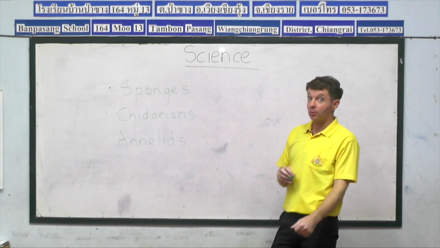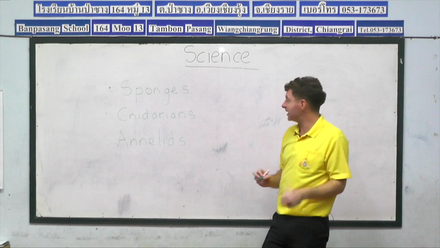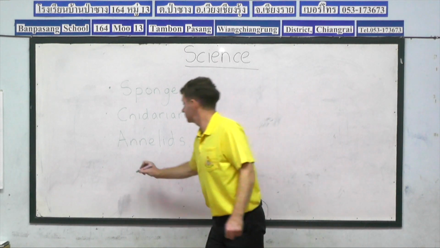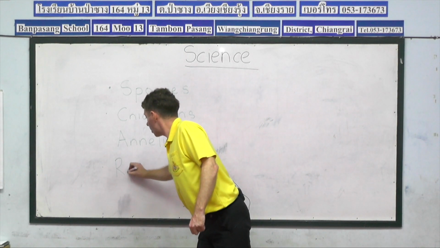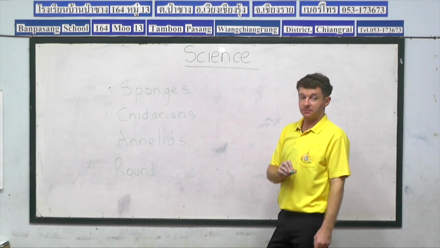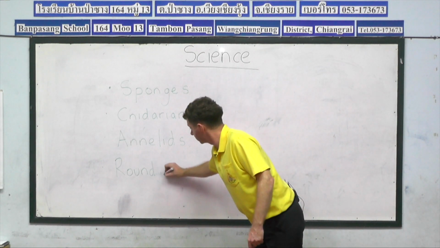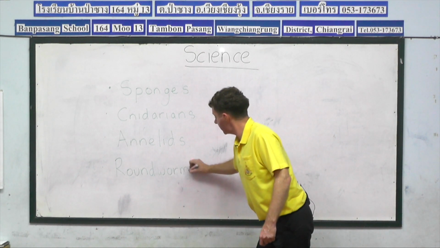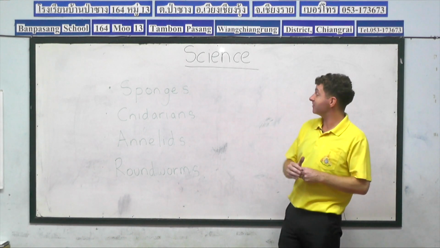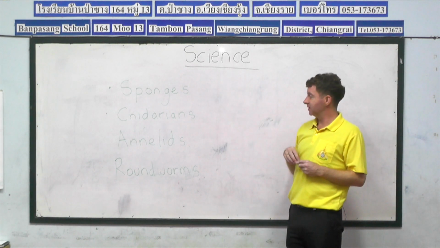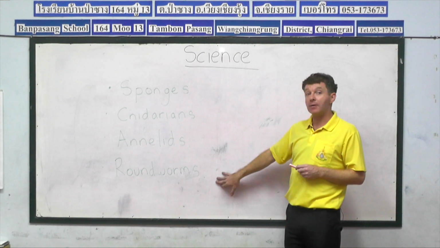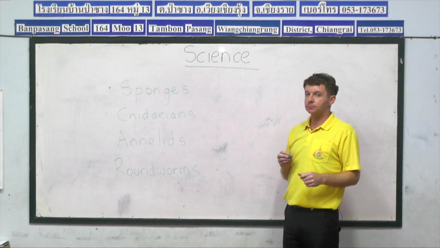And then we're onto the worms. First of all, we'll have the long, slimy ones. These were called roundworms. R-O-U-N-D. Round. And then worms, W-O-R-M-S. Okay, so that's our first 4 different types of invertebrates. Sponges, cnidarians, annelids, roundworms.